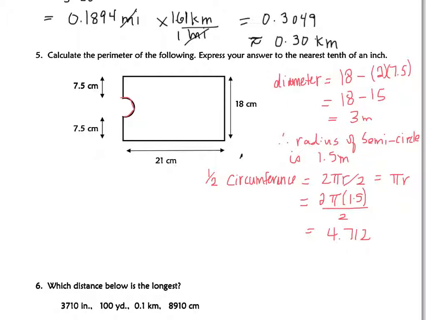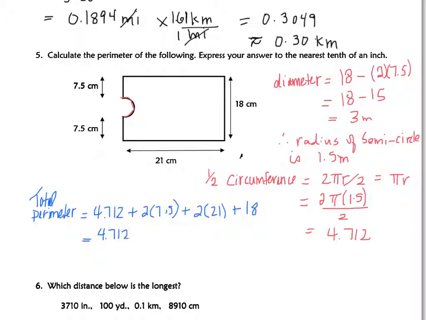So then if I go back to the full figure now, the total perimeter would be the 4.712, plus you've got the two 7.5s, plus you'd have two 21s, and you'd have that 18. So if you add all that up, 4.712 plus 15 plus 42 plus 18, you get 79.712 around there. And this is all approximate because I rounded that off over there. And that would be still in centimeters.